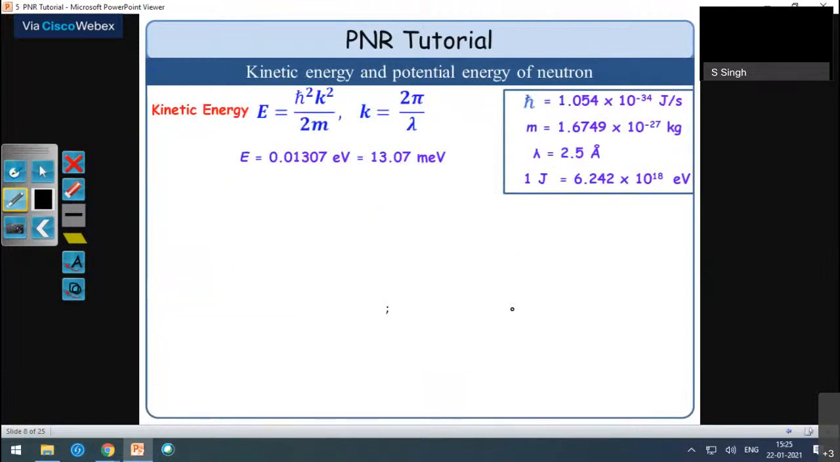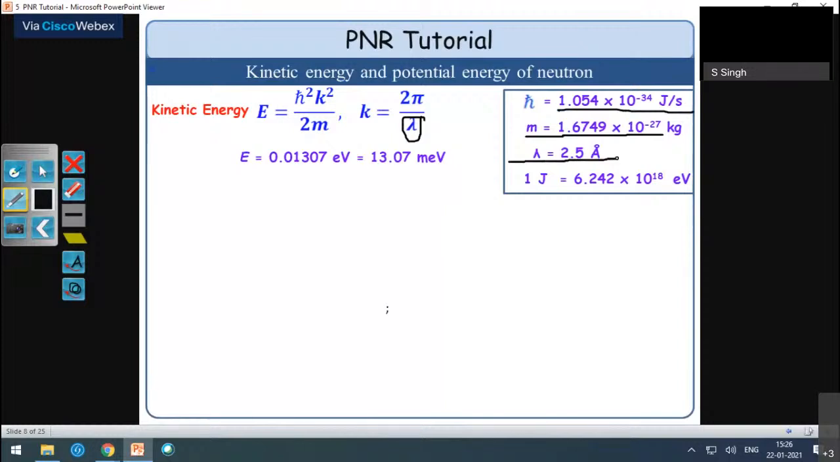Now let us see, we defined in the very first lecture what the kinetic energy and the potential energy for a neutron are. You know the relation, kinetic energy E equals h cross square k square by 2m, and k is nothing but 2 pi by lambda. It is the amplitude of the wave vector of the neutron in air or in vacuum, where lambda is the wavelength of the neutron, which you can also calculate from the energy. These are the constants: h cross has the value 1.054 × 10^-34 joule second, and the mass of the neutron is 1.67 × 10^-27 kg.